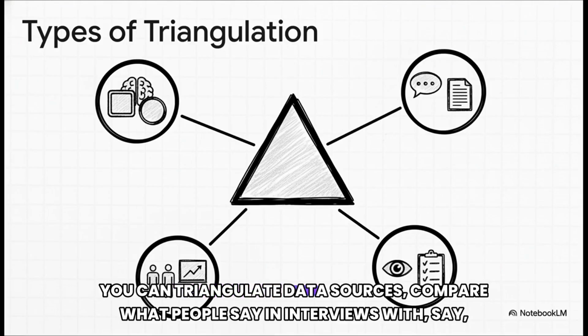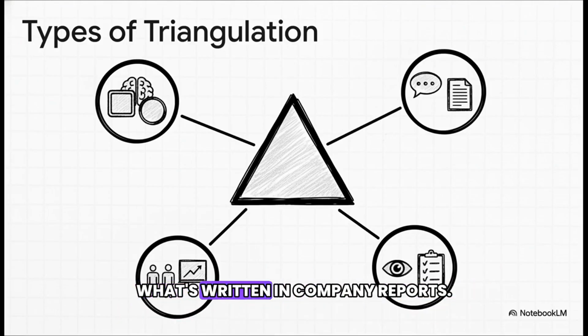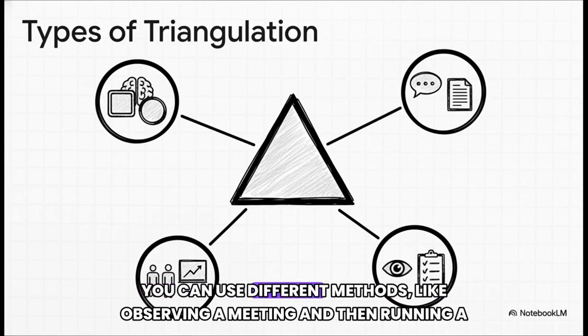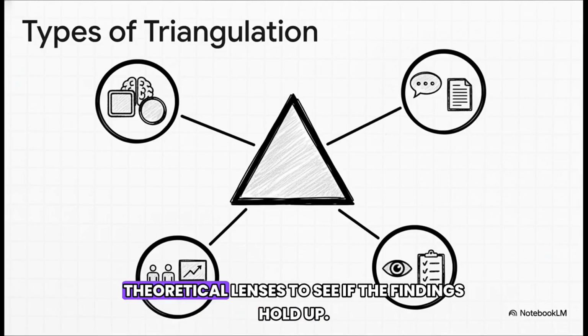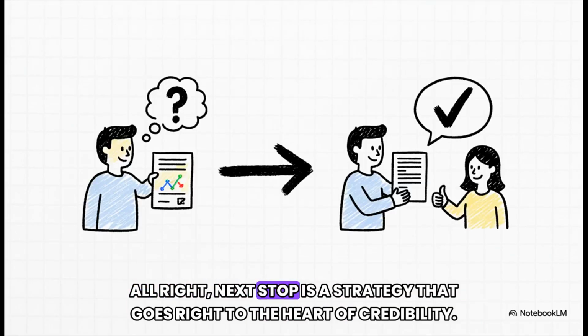You can triangulate data sources, compare what people say in interviews with, say, what's written in company reports. You can use different methods, like observing a meeting and then running a focus group about it. You can even have multiple researchers look at the data or analyze it through different theoretical lenses to see if the findings hold up.